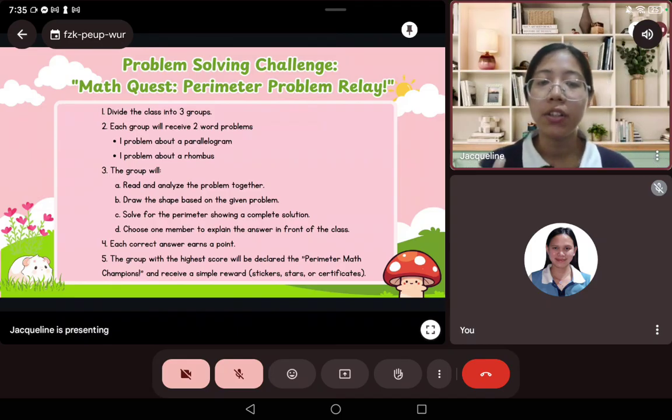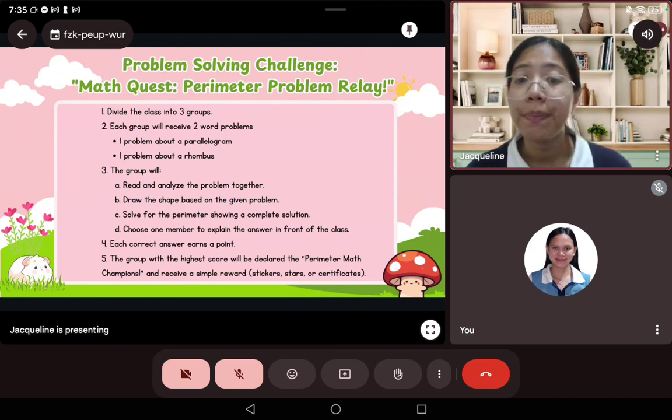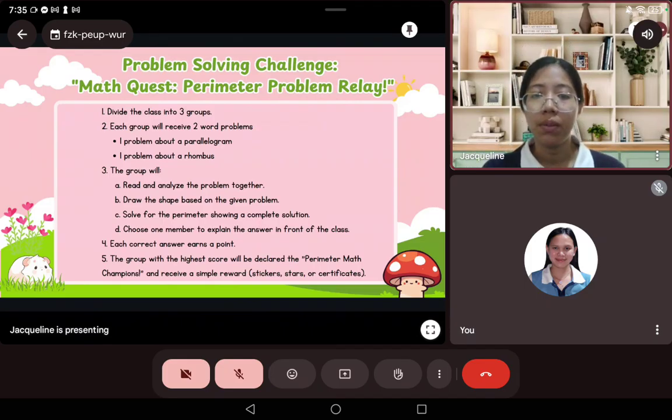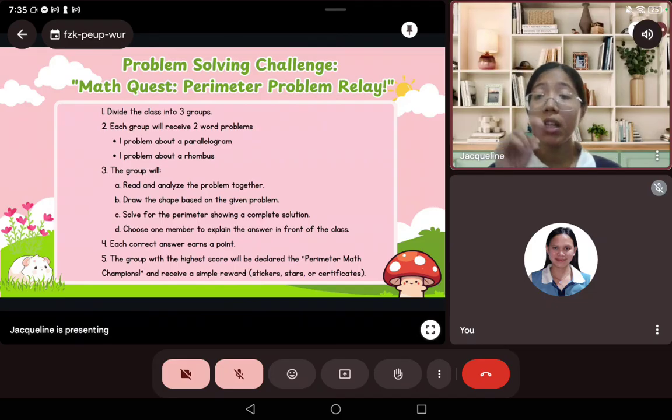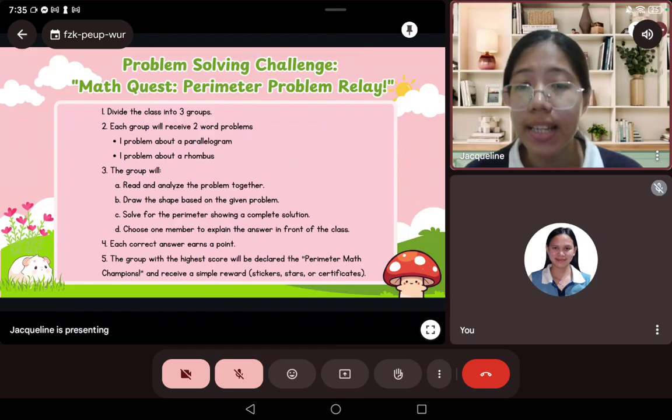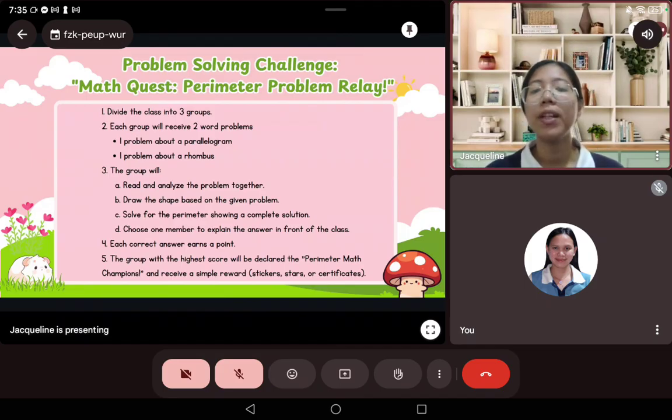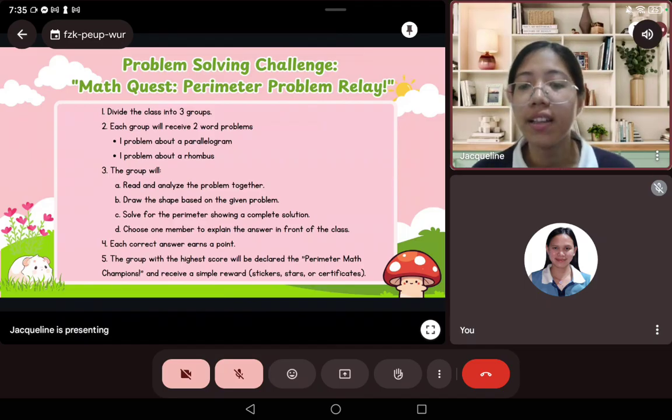I want you all to read and analyze the problem together and draw the shape based on the given problem and solve for the perimeter showing a complete solution. And I want you all to choose a member to explain the answer in front of the class. Do you understand, class? Alright, so each correct answer earns a point. The group with the highest score will be declared the perimeter math champion.